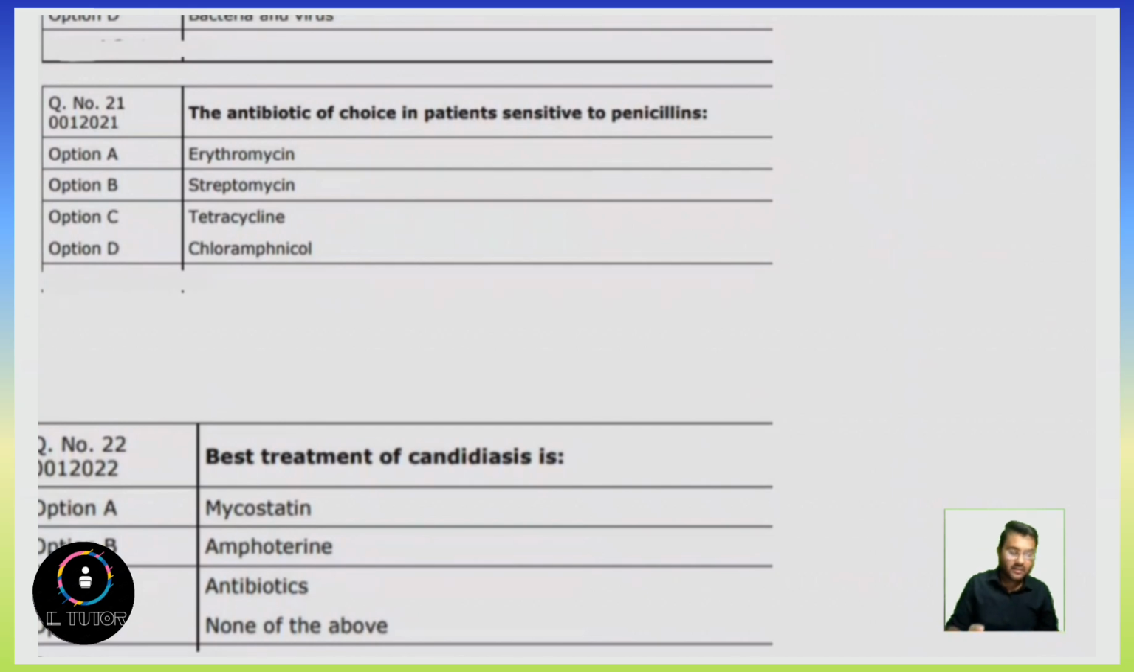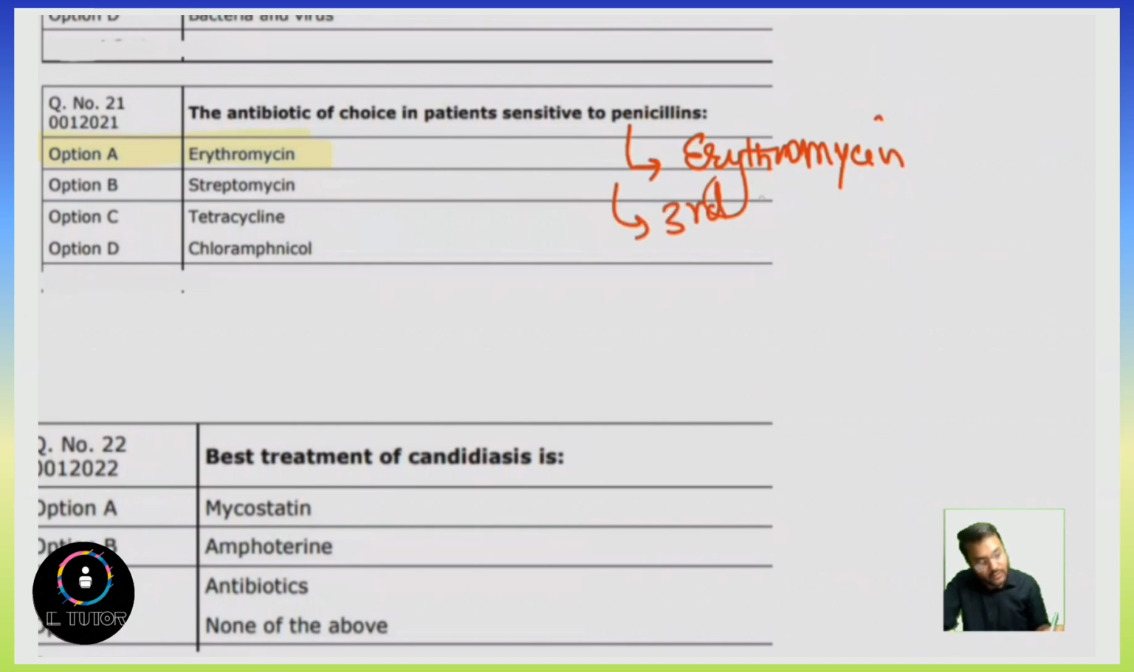Antibiotic of choice in patients sensitive to penicillin. So the question is not proper here. In the case of sensitivity to penicillin, many other drugs can be given. Among the options, erythromycin is the best answer. Option A is the best answer. But also third generation cephalosporins can be given in a person who is sensitive to penicillin. So others can be, one is erythromycin, third generation cephalosporin, etc.